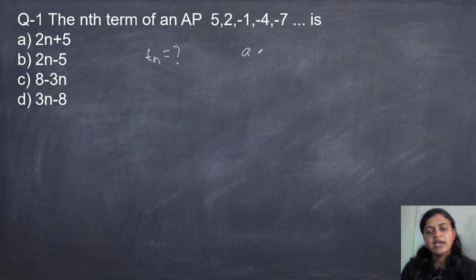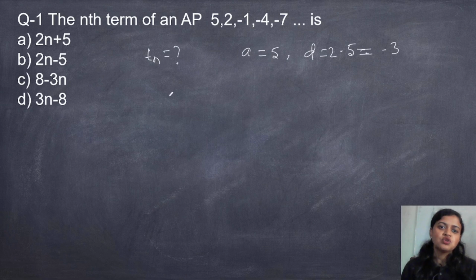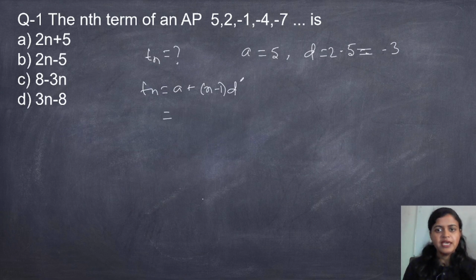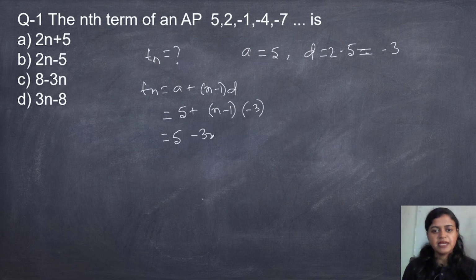We are given A equals 5 and D equals second term minus first term, 2 minus 5, that is minus 3. So Tn we can write as A plus n minus 1 into D. The value of A is 5, plus n minus 1 into D, and D is minus 3. So minus 3n, and minus minus becomes plus 3. That is 5 plus 3, 8 minus 3n. That is 8 minus 3n is the answer. Option C is the answer here.